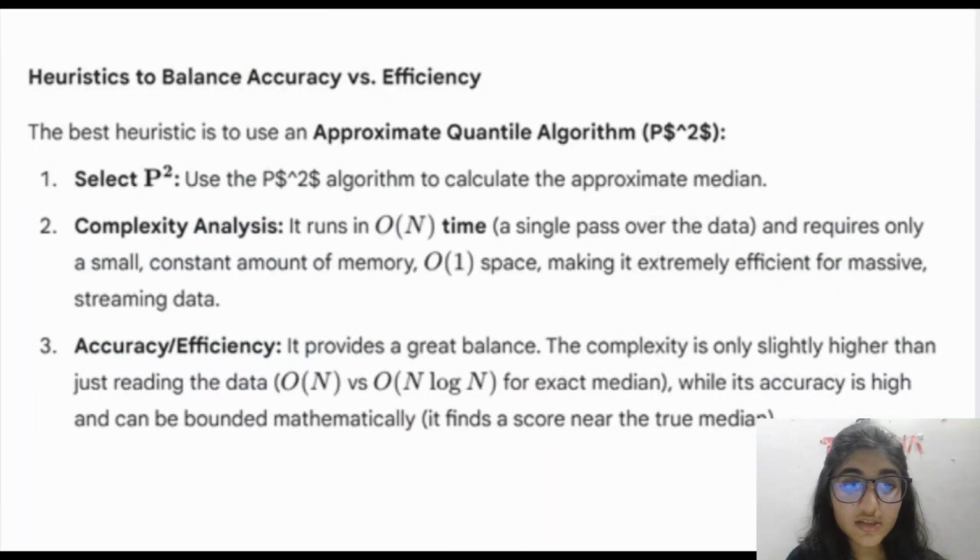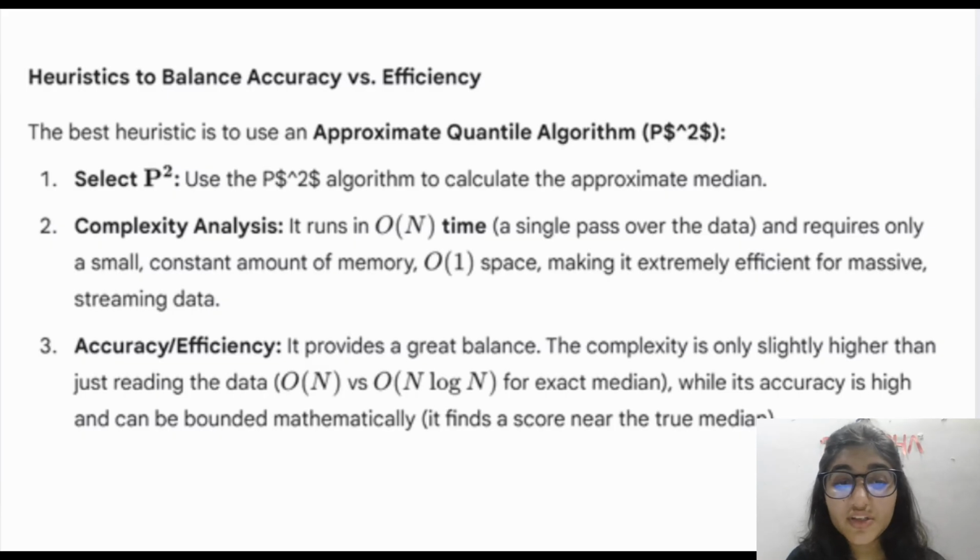Now, this is the heuristic to balance accuracy versus efficiency. The best heuristic is to use an approximate quantile algorithm among the three. In this, we select the P-square algorithm to calculate the approximate median. Complexity analysis: it runs in O(n) time and requires only a small constant amount of memory, that is O(1) space, making it extremely efficient for massive and streaming data.